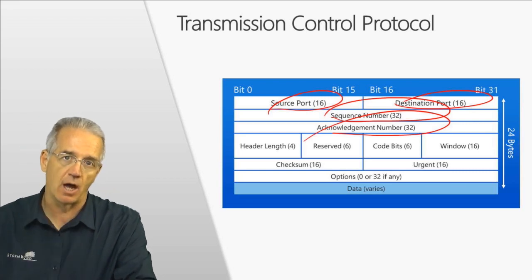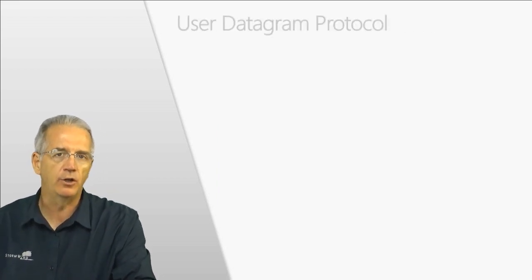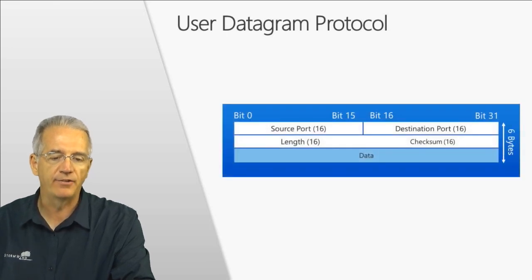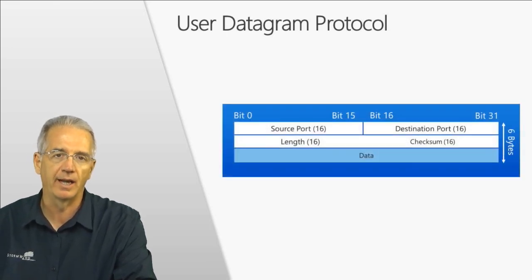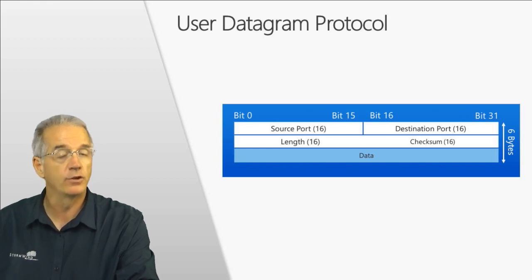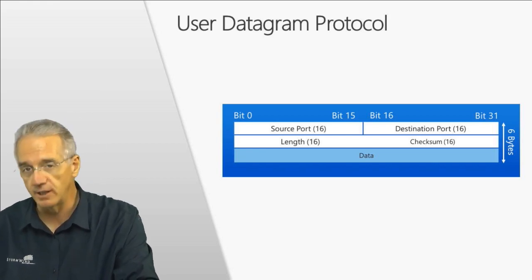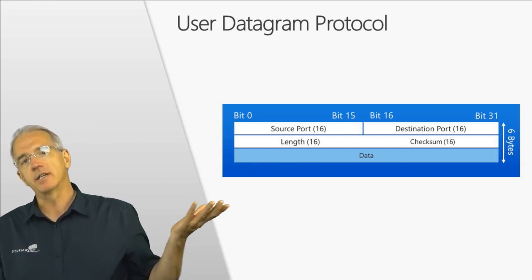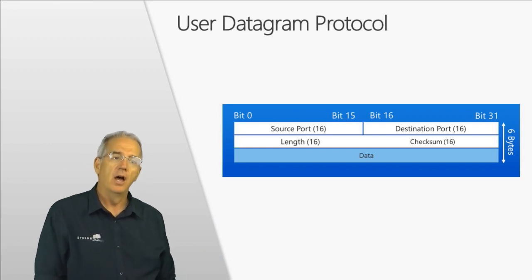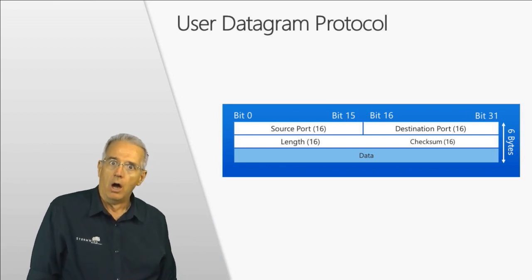Plus, we have to do all these acknowledgments. This is TCP. Let's look at UDP. The only thing UDP has is a source and destination port number, a length, and a checksum. That's it. There's no window, there's no acknowledgement, there's no sequence number. That's because this is considered, well, it's not considered, it is an unreliable protocol.